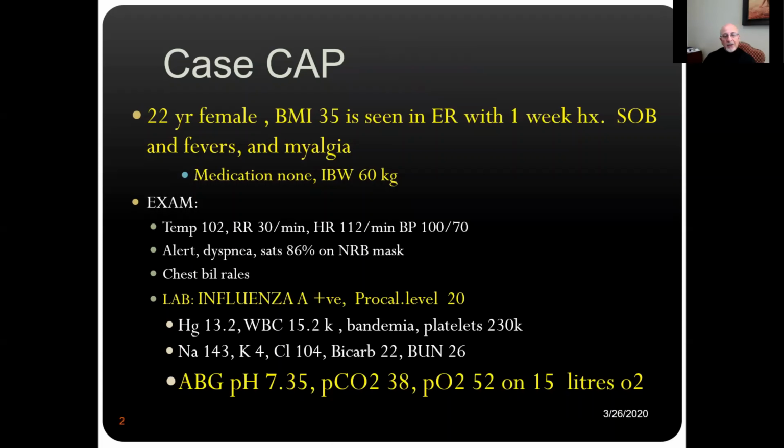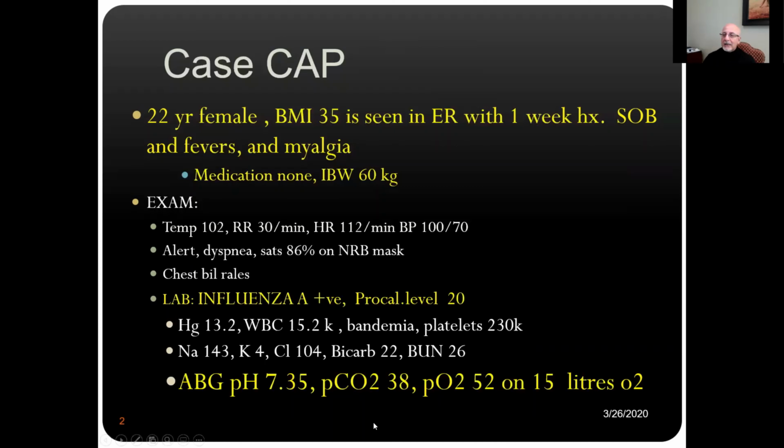Her lab tests immediately come back positive for influenza A, and her procalcitonin is markedly elevated at 20. Her hemoglobin is normal, her white cell count is elevated with greater than 10% bandemia, and her platelet count is 230. Her electrolytes are unremarkable, except her BUN is slightly elevated at 26.